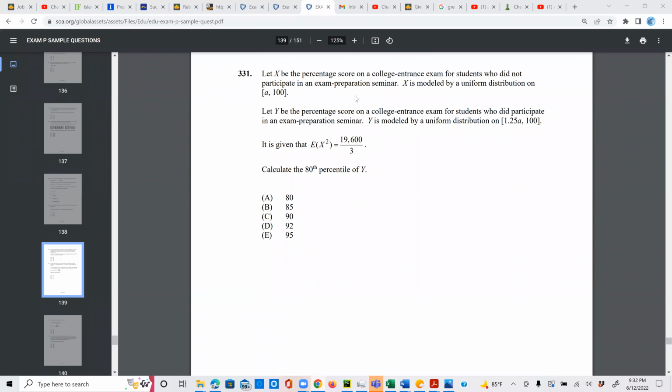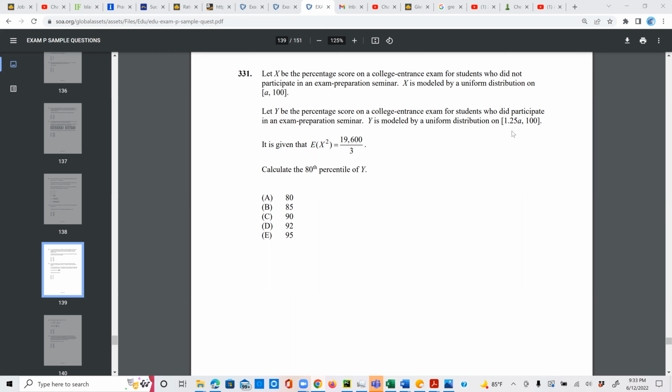Let X be the percentage score on a college entrance exam for students who did not participate in an exam prep seminar. X is uniform on A to 100. Let Y be the percentage score on the college entrance exam for students who did participate in the exam prep seminar, and Y is uniform on 1.25A to 100. The expected value of X squared is given. Find the 80th percentile of Y.